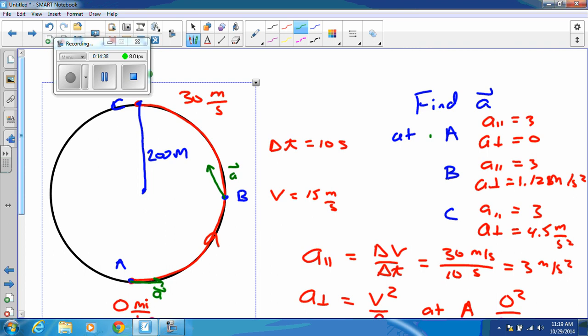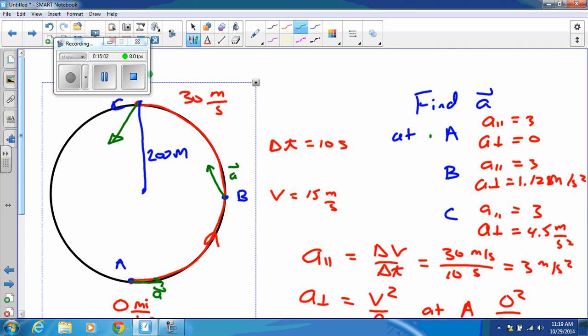It's starting to bend inwards because we're getting more of a centripetal component. And then finally, when we get to point C, we have 3 over and now 4.5 in, so that my acceleration is much more like that. And you can see that as I get faster and faster, my acceleration is going to become closer and closer to straight inwards towards the circle.